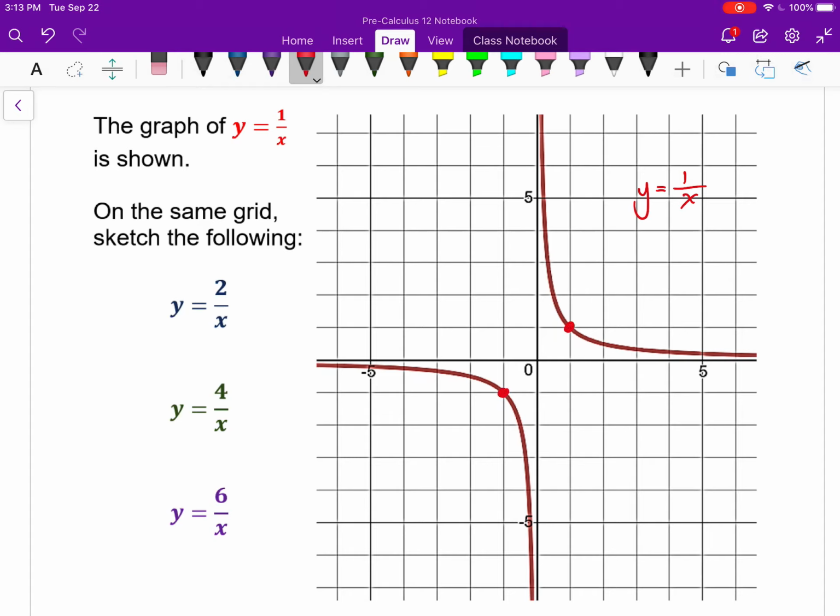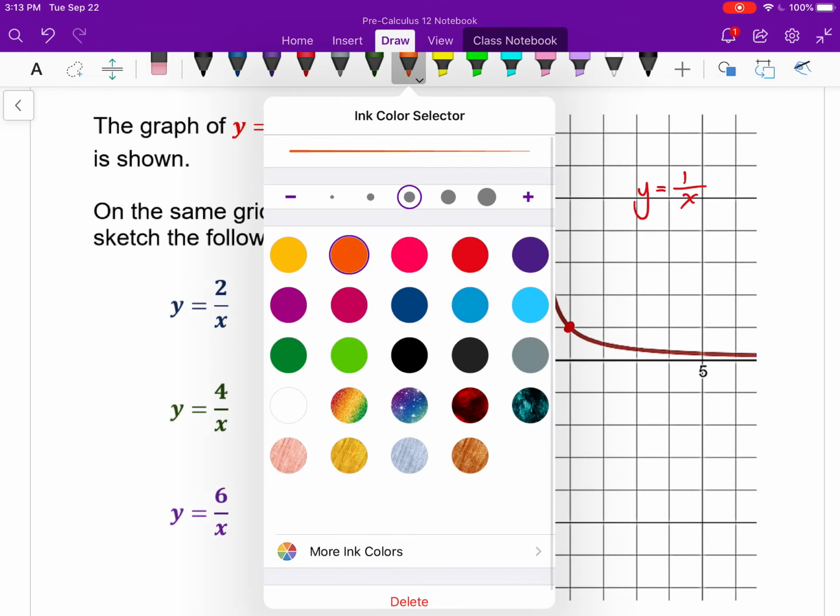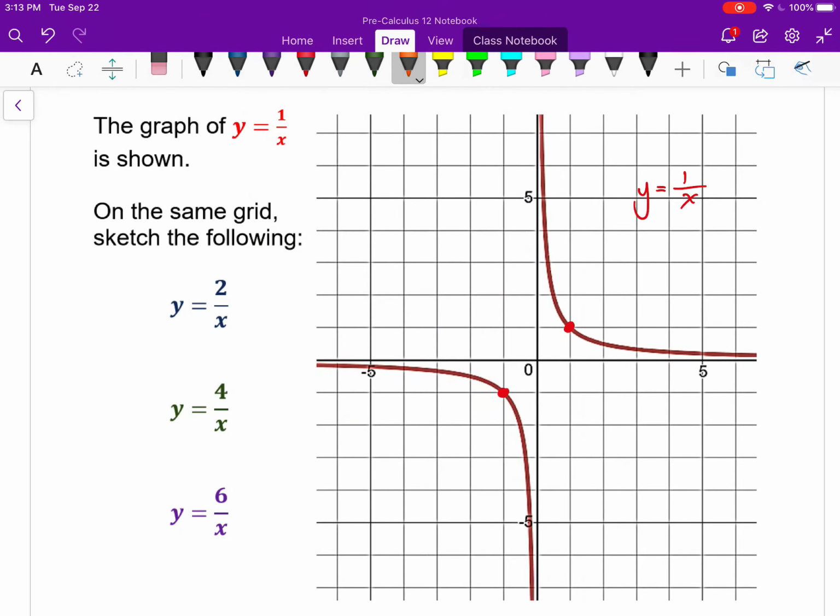1 over x also has asymptotes. It has a horizontal asymptote right on the x-axis, and it has a vertical asymptote right on the y-axis. So let me make sure we're really clear what an asymptote is. An asymptote is not part of the graph. An asymptote is a line that describes the behavior of the graph.